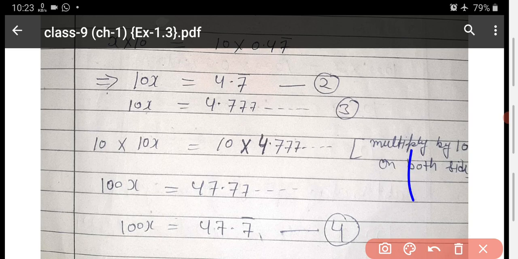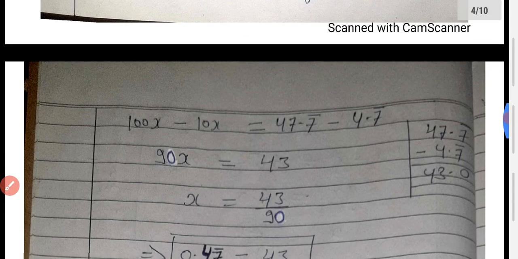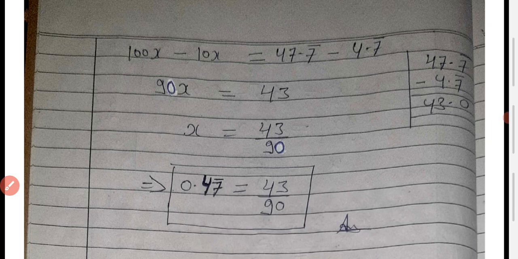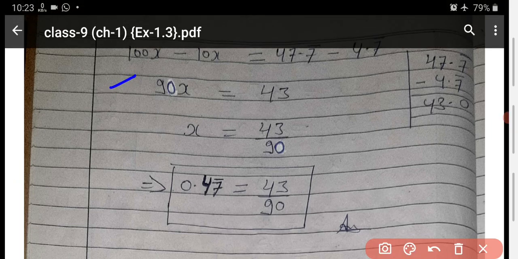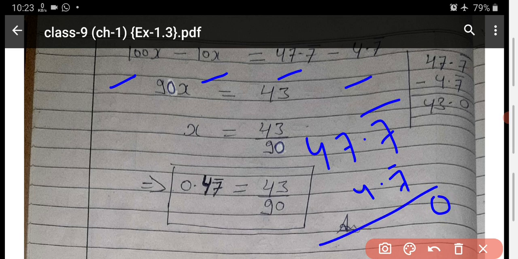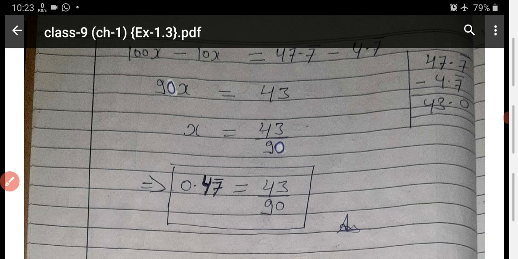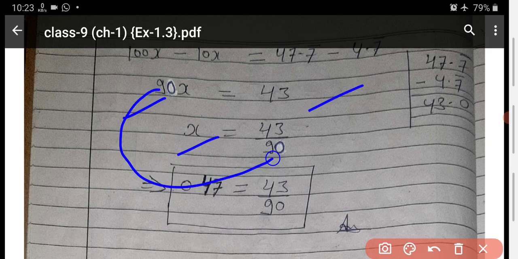So what do you get? You have to write equation number 4 first, because from 100x you have to subtract equation 2, 10x. You get 47.7 bar, you get 4.7 bar. Now subtract 47.7 bar and 4.7 bar. They are the same, it becomes 0, and 47 minus 4 you get here 43. So what do you get? This side you get 90x, this side you get 43 only. x is equal to 43 by 90. This side comes in divide, it becomes 43 by 90.